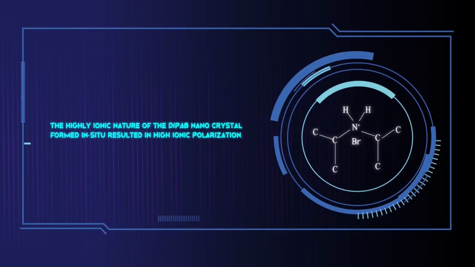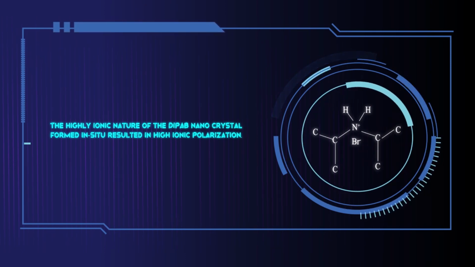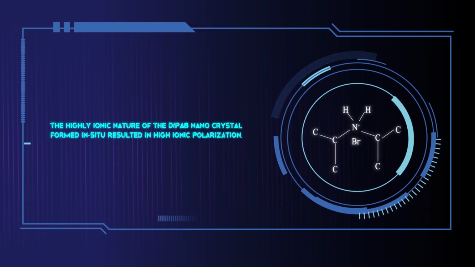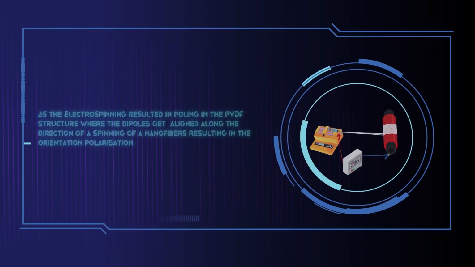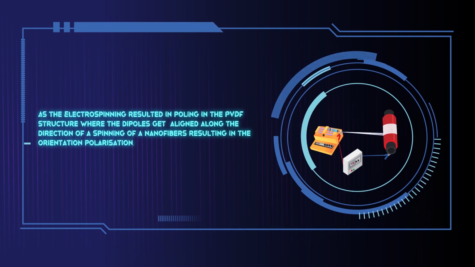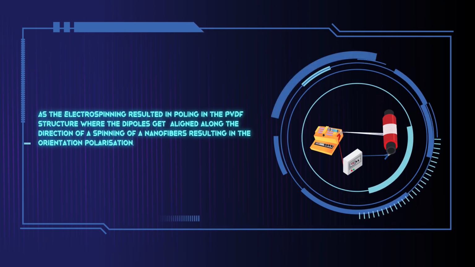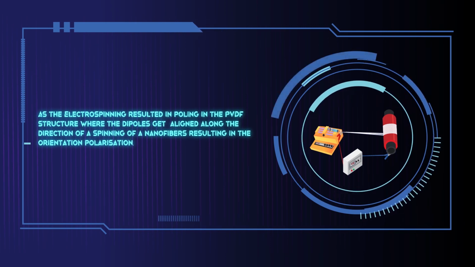The dielectric constant was also affected positively when DIPAB was added to PVDF because of the highly ionic nature of the DIPAB crystals that contributed to the dielectric constant by ionic polarization. Electrospinning at high voltages resulted in poling in the PVDF structure, where the alignment of the dipoles is along the length of nanofibers. It caused an increase in the effective dipole moment as a result of orientation polarization.